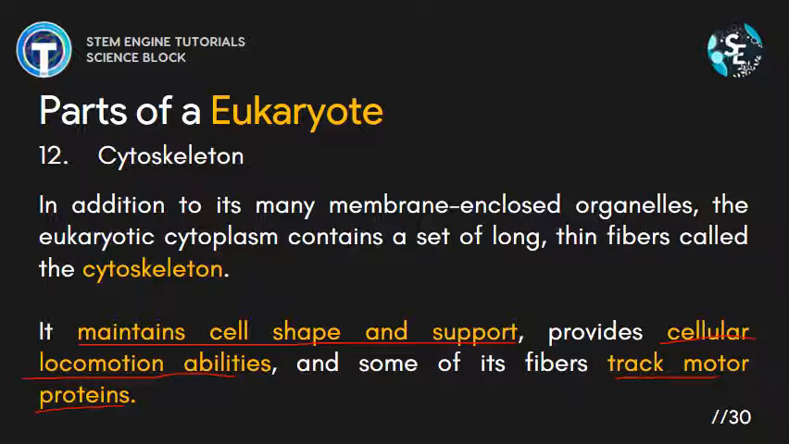So what is the function of a cytoskeleton? So it maintains cell shape and support. It provides cellular locomotive abilities, and some of its fibers track motor proteins.